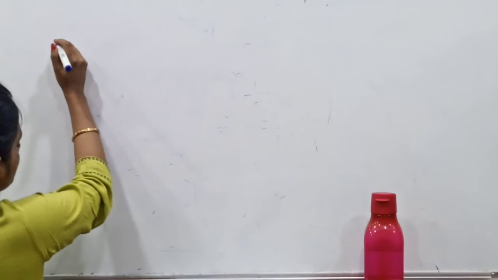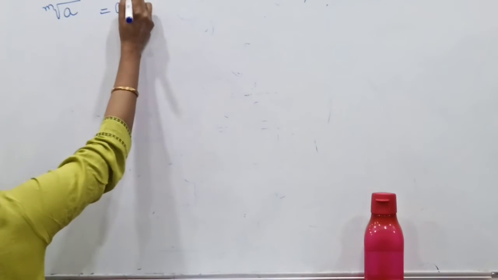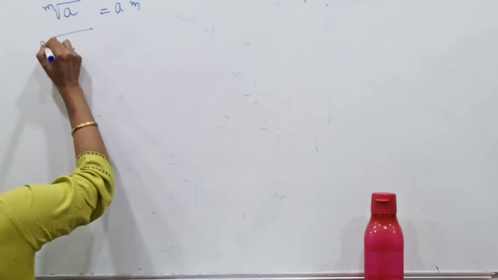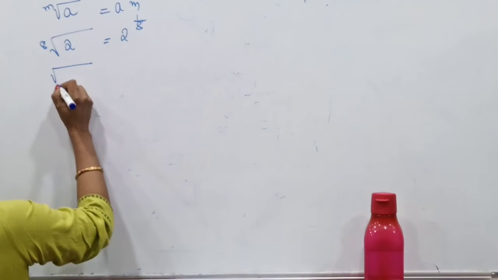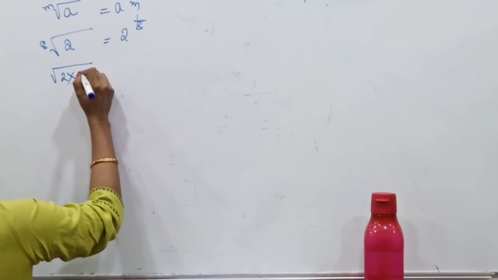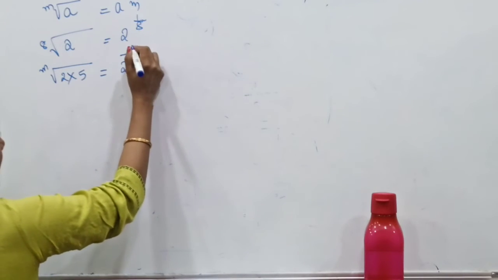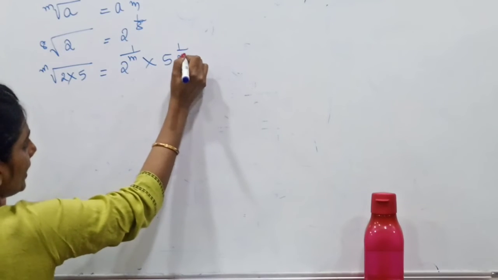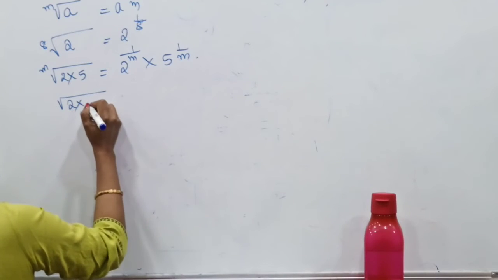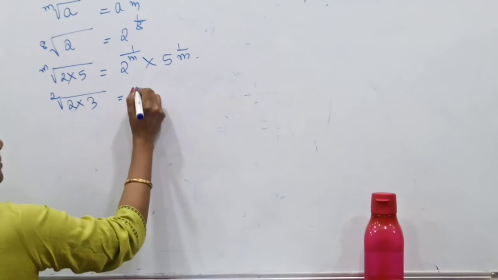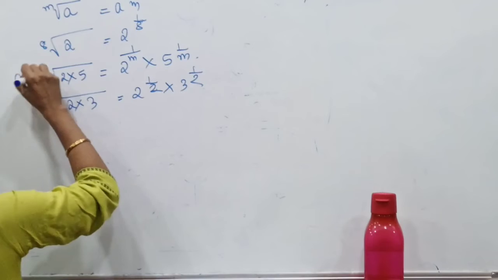Surds means power, square root, root power. So if suppose it is given there a to the power m, it becomes a to the power 1 by m. Suppose 2 to the power 8, so it becomes 2 to the power 1 by 8. Similarly if it is given there 2 into 5 whole to the power m, it becomes 2 to the power 1 by m into 5 to the power 1 by m. Suppose it is given there 2 into 3 whole to the power 1 by 2. So it will be 2 to the power 1 by 2 into 3 to the power 1 by 2. This is another rule.